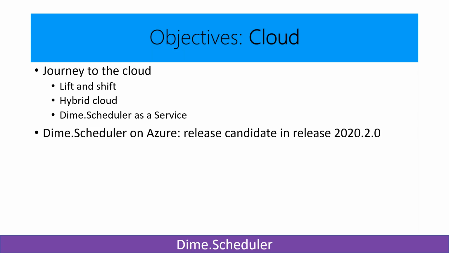To put it in very simple terms, you'll be able to run Dime.Scheduler on an Azure virtual machine and on Azure SQL databases. So this means none of the own infrastructure is going to be used. You have your own environment on Azure and nothing is shared. This is why we call it lift and shift. Instead of running it in your own data center, it will be run on Azure.